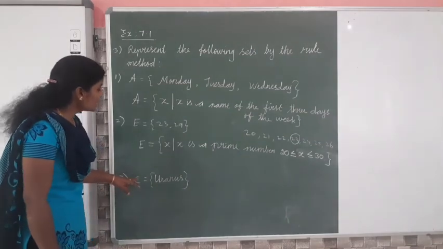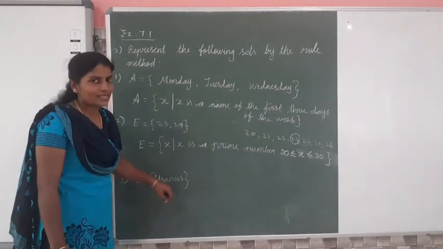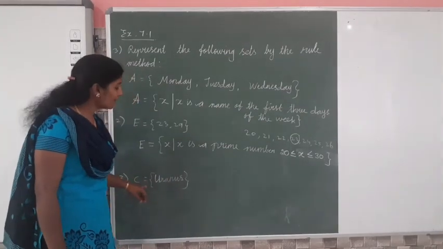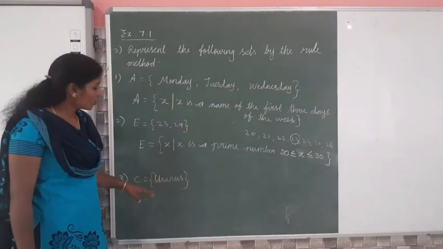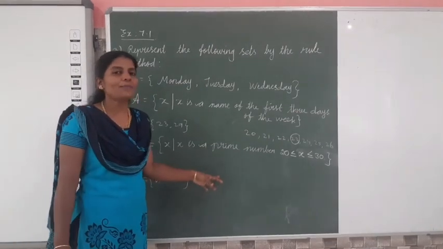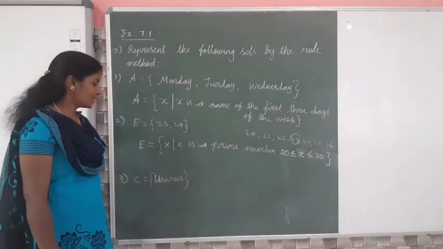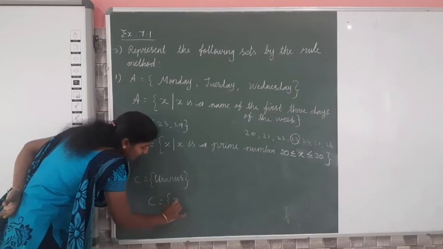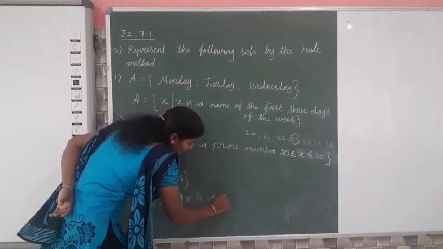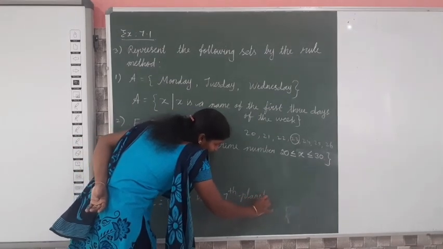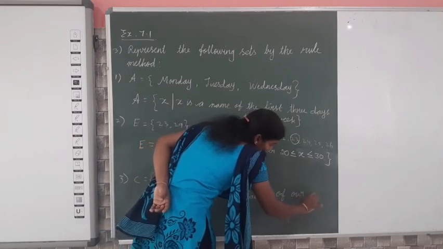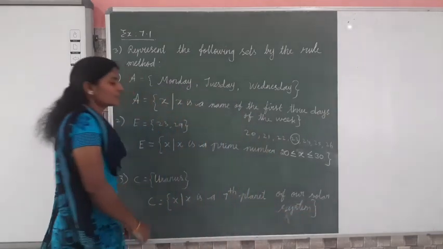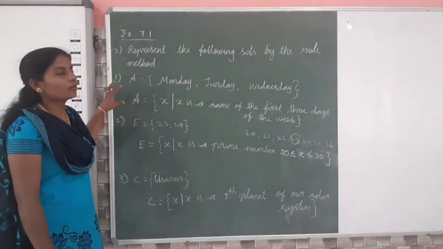Okay, then C is equal to only one element, that is Uranus. In our solar system, Uranus is the seventh planet. Isn't it? So we can write x such that x is the seventh planet in our solar system. So we can write C is equal to x such that x is the seventh planet of our solar system. Okay. Now this is the rule method.